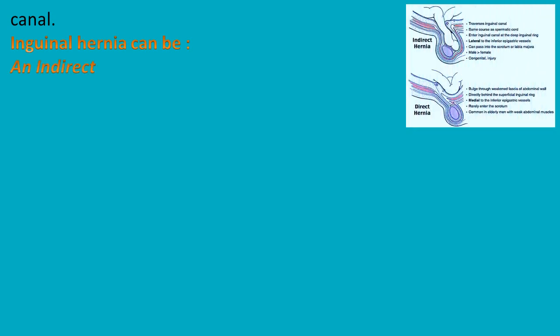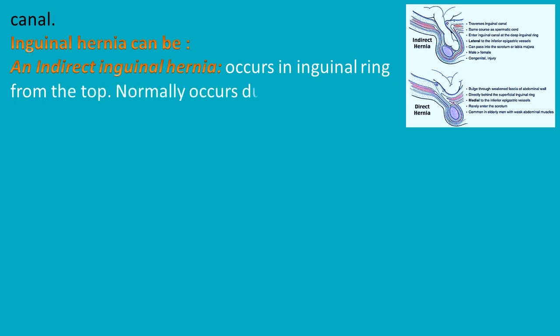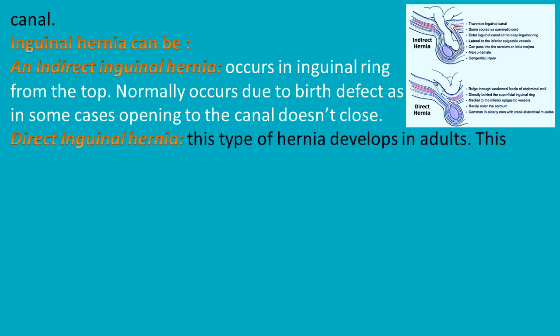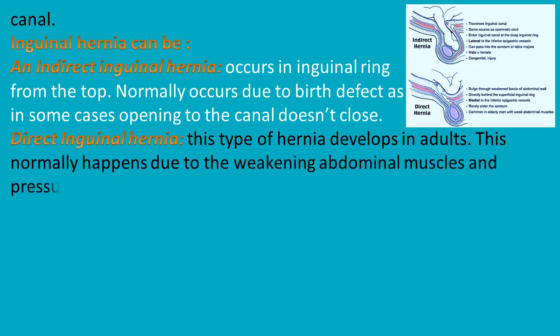inguinal canal. An inguinal hernia can be an indirect inguinal hernia, which occurs in the inguinal ring from the top. It normally occurs due to a birth defect, as in some cases the opening to the canal doesn't close. Direct inguinal hernia: this type of hernia develops in adults. This normally happens due to weakening abdominal muscles and pressure on the muscle wall.